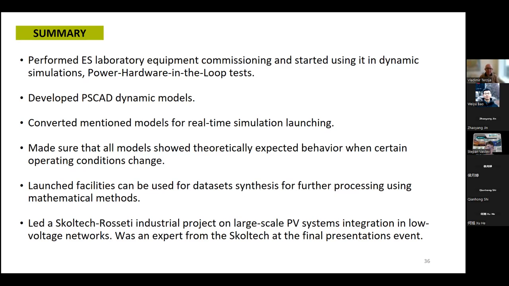In the second year of PhD, I'm planning to apply some mathematical and machine learning algorithms for some observed and synthetic data sets from models, and put more focus on some machine learning methods.